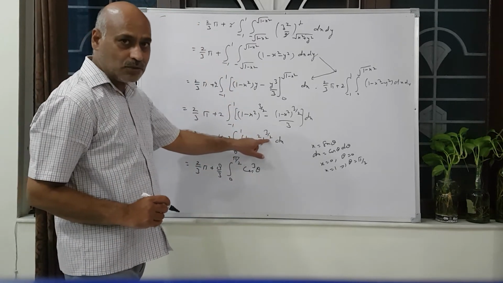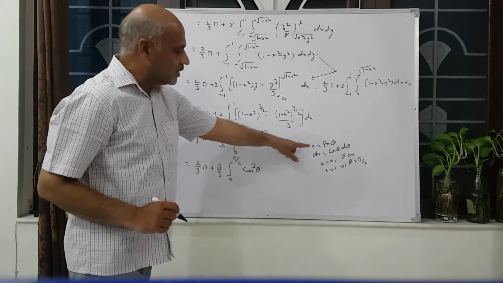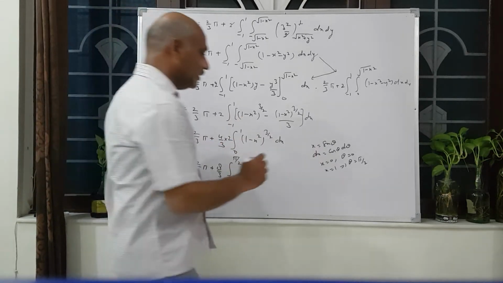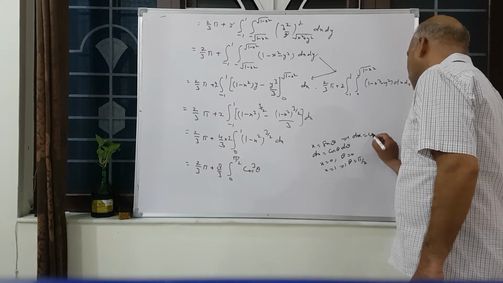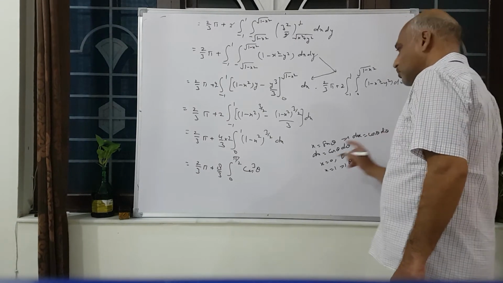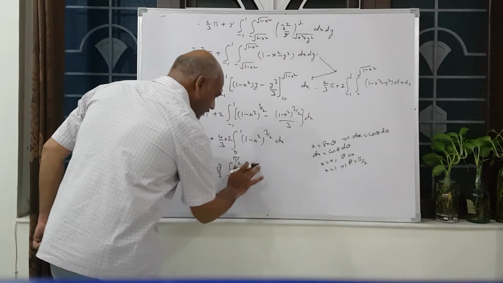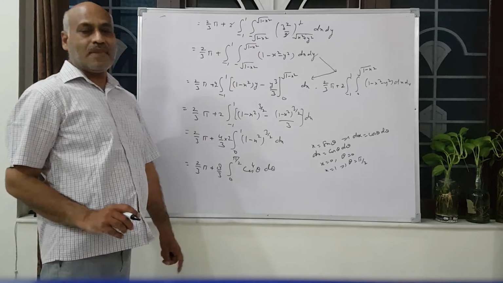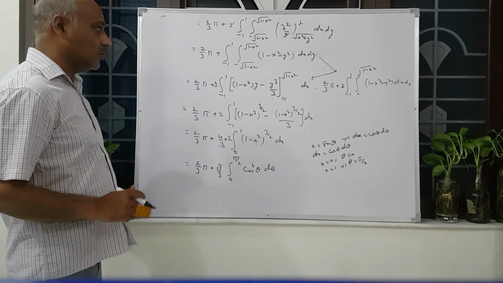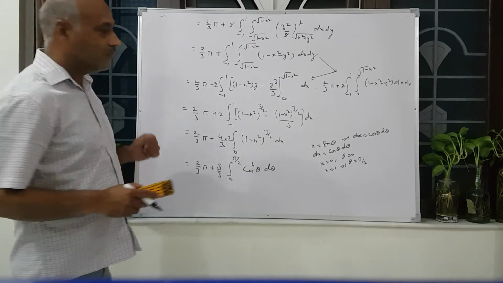Square is cancelled by 2. And dx, what is dx? x is sin theta, so dx is cos theta d theta. So this becomes cos^4 theta d theta. Now you can solve this one by the beta gamma function.